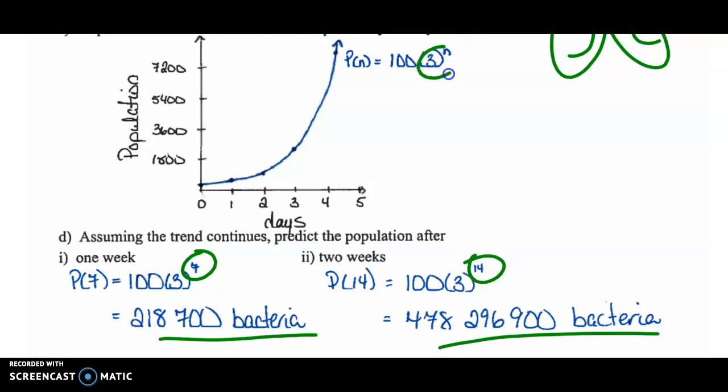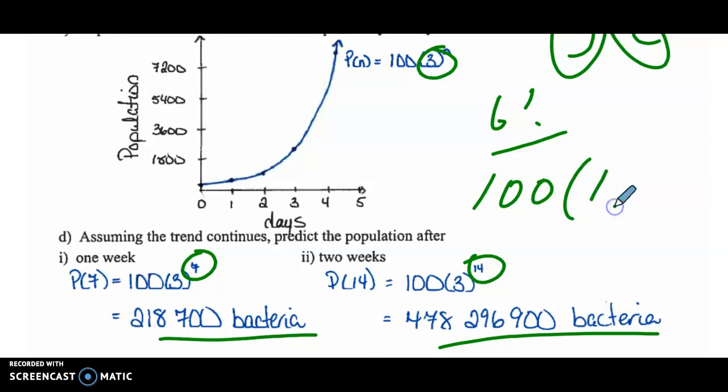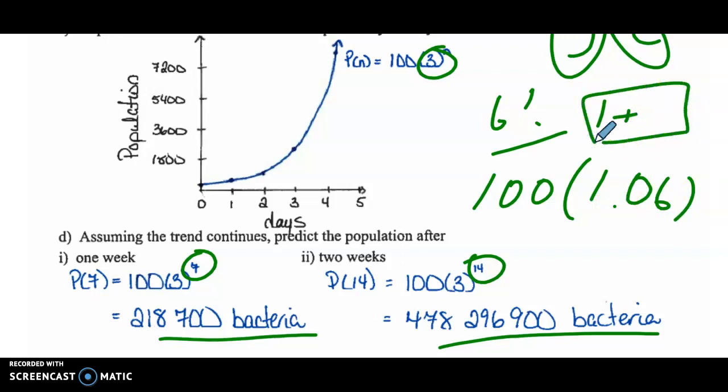Let's say instead of tripling, it's growing at 6%. Same question, we start with 100, and now we're growing at 6%. Because it's growing, what we're going to do is add that 6% to 1. So growth is 1 plus the rate. Decay, which we'll get to in a second, is 1 minus the rate. If I told you it's growing at 6%, what you're going to do is throw that 1.06 in here.